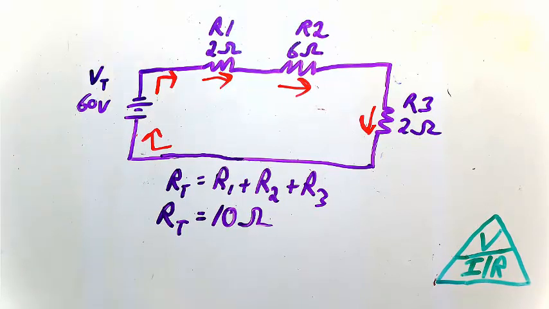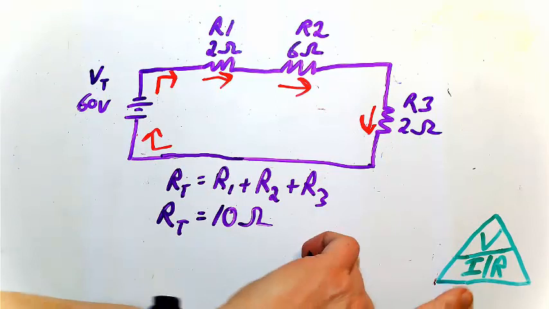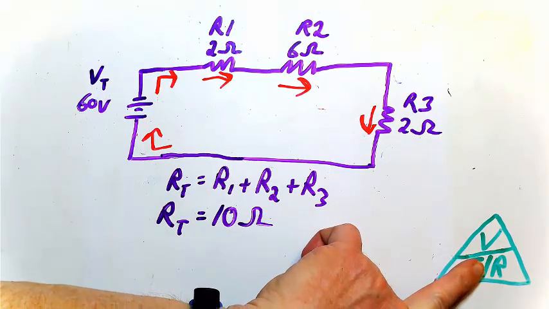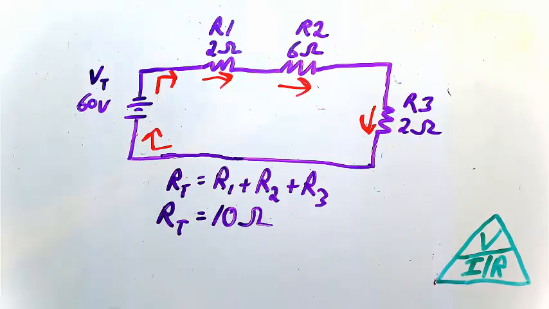Now in this circuit, Ohm's law still applies. So remember Ohm's law from the previous video, and we had this triangle to help us remember Ohm's law. So if we are looking for, let's say, the current in this case, we could cover up the I and see that it equals voltage divided by resistance.